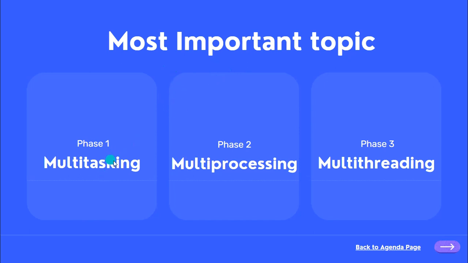If you are in programming, for example your domain is Java or other languages, this concept is very important. The first phase is multitasking, multiprocessing, multithreading. They are all similar, but there is a difference between tasking, processing and threading. All right, move on to the next. First of all, we will discuss multitasking.